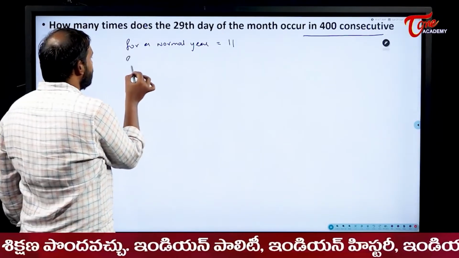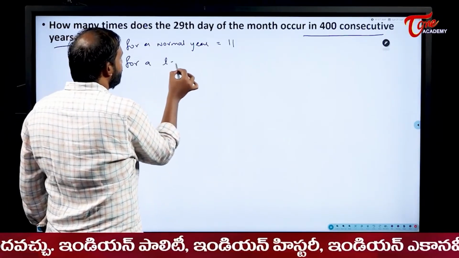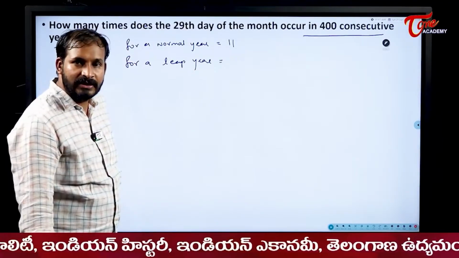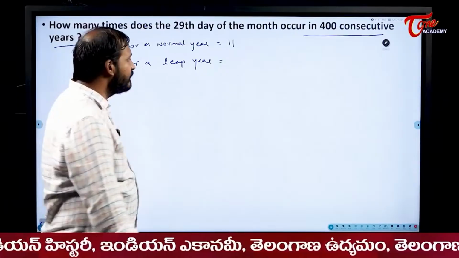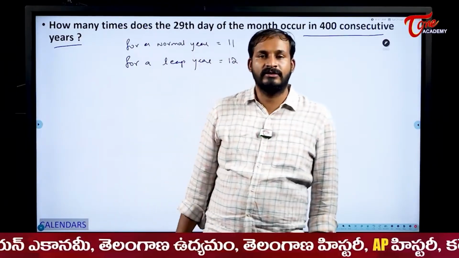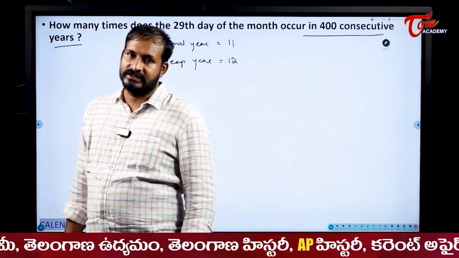When it comes to a leap year, how many times will we get this, students? For a leap year, it will occur 12 times. Why? Because the month of February also will have 29 days.